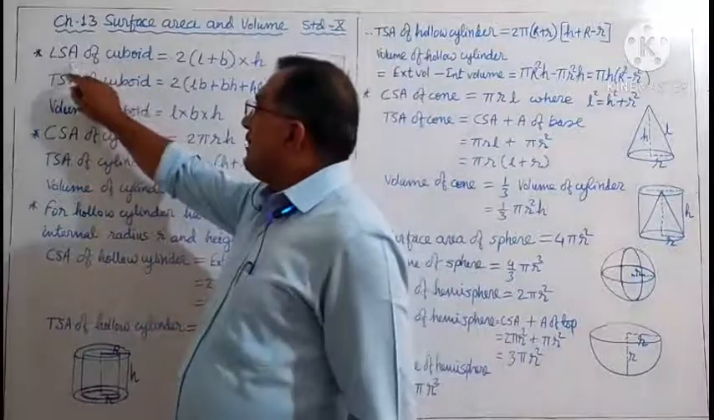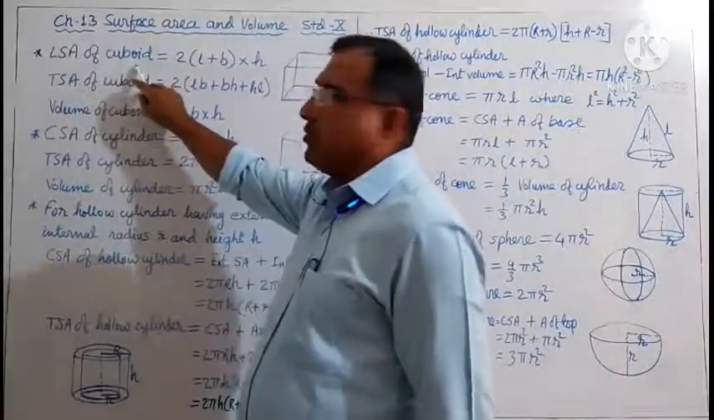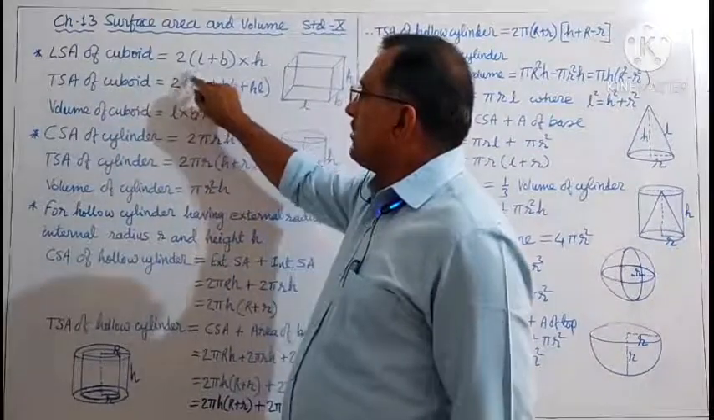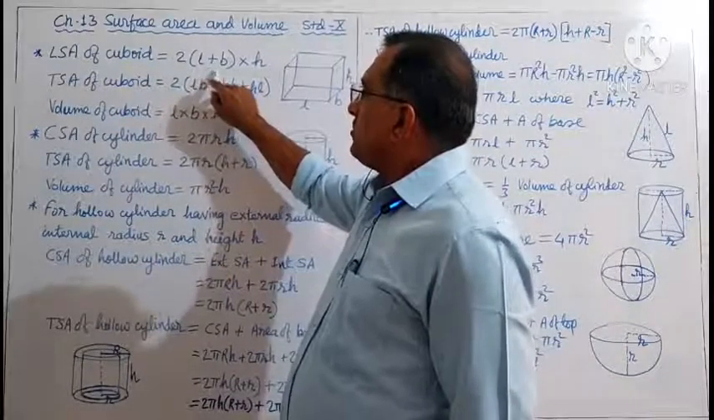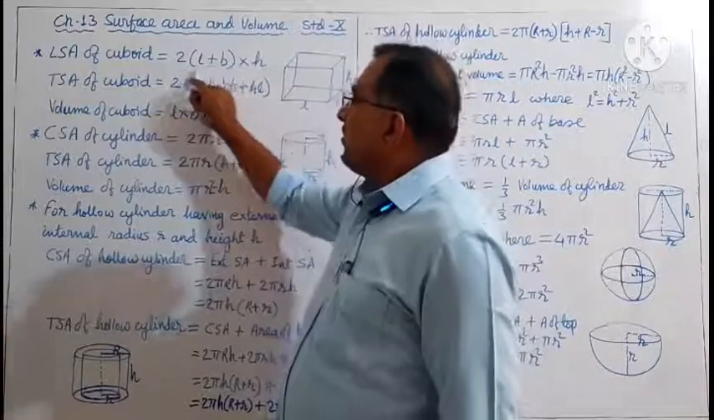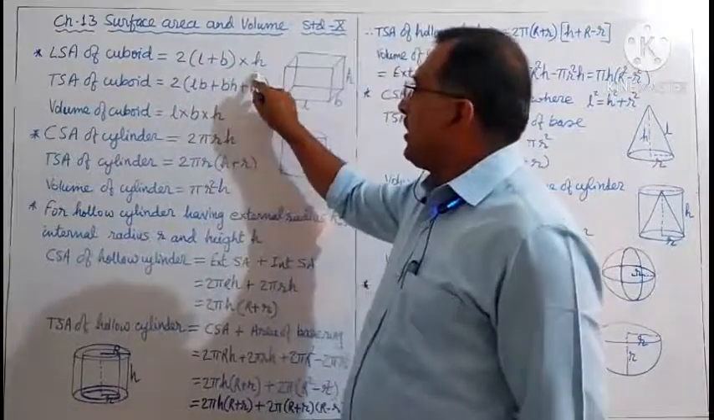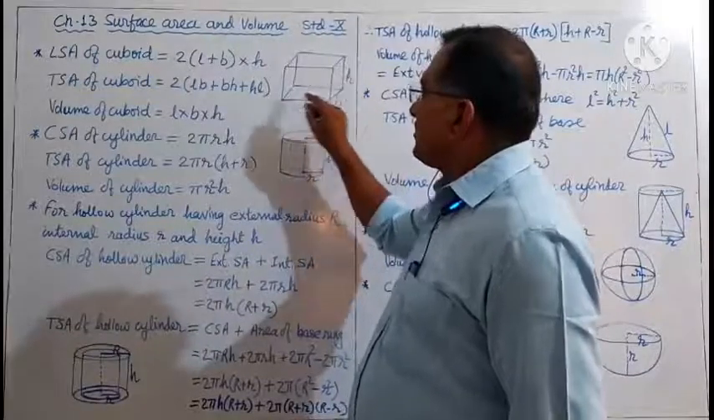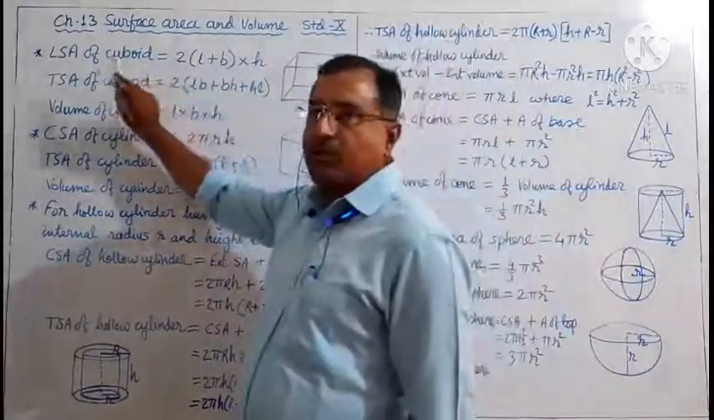Now first of all, lateral surface area of a cuboid. Lateral surface area of a cuboid is equal to 2 times (L plus B) multiplied by height. That is perimeter of the base multiplied by height. As you can see in the cuboid, perimeter of the base multiplied by height, we will get the lateral surface area of the cuboid.